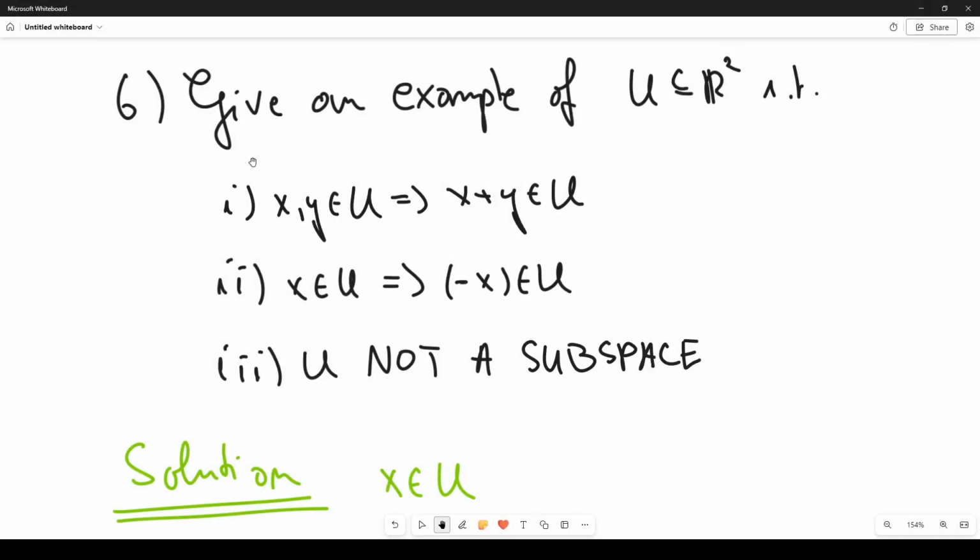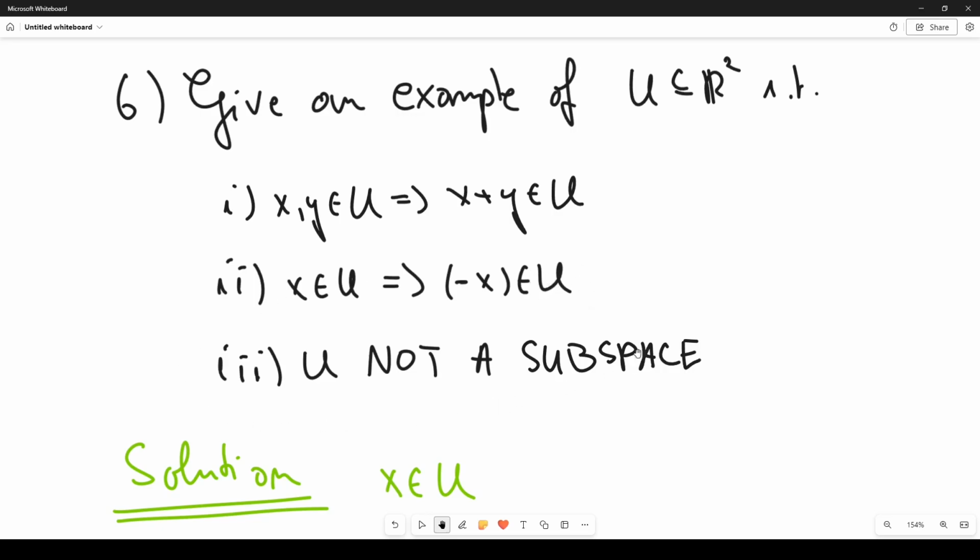Problem number 6 asks of us to give an example of a subset of the plane, so R squared, such that the subset is closed under addition. So if I take two elements from the subset U and I add them up together, the sum stays in U, so closed under addition. The subset also needs to be closed under taking additive inverses. So if I take some element x, which belongs to U, then the additive inverse of x, minus x, also has to belong to U.